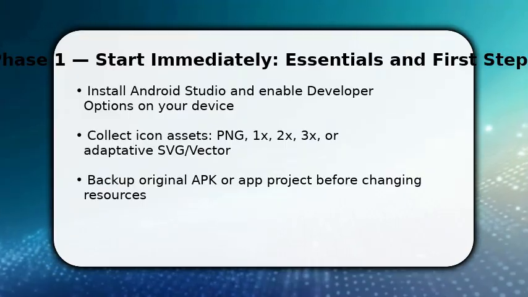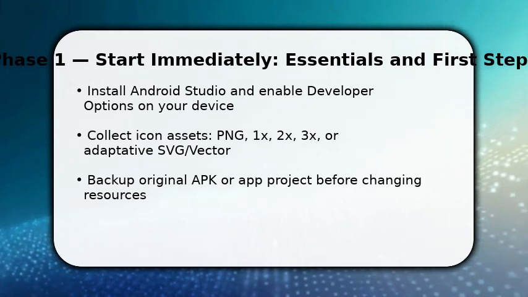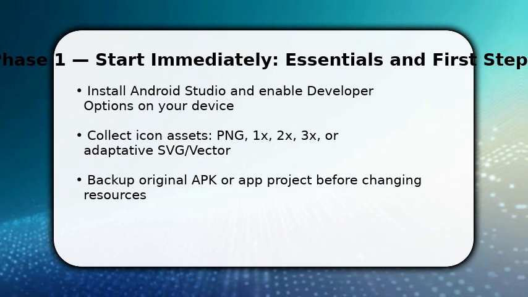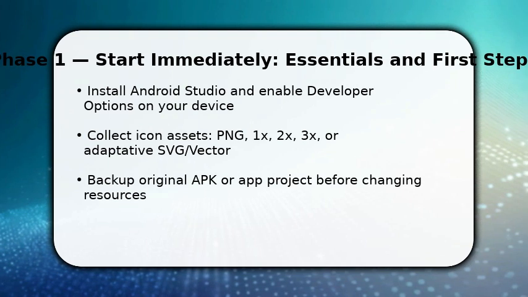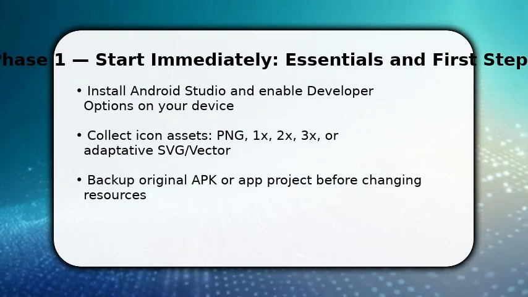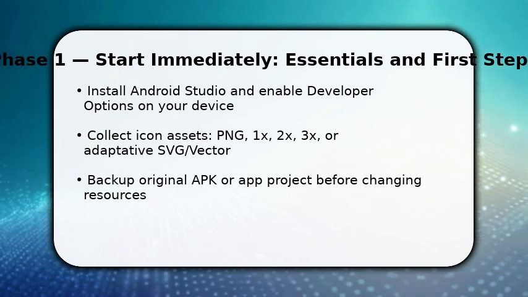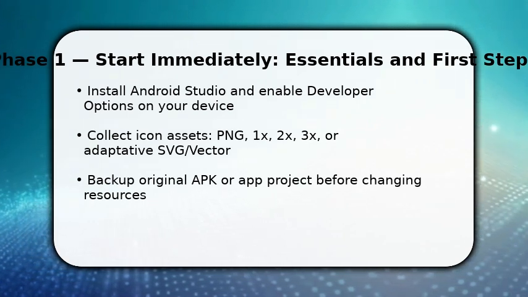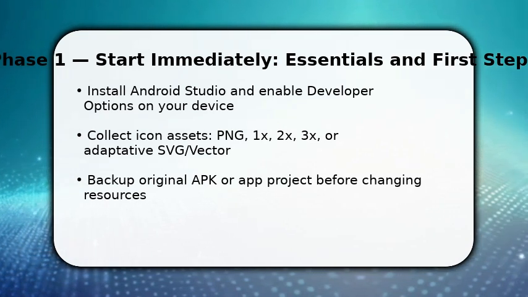You start by gathering the essentials: Android Studio, the app project or APK, and icon assets in PNG or vector formats. You need adaptive icons for Android 8 Plus and multiple density sizes, so prepare 1x, 2x, and 3x images. SVGs are preferable for scaling. Once done, back up the original APK or project. This protects you if something goes wrong.